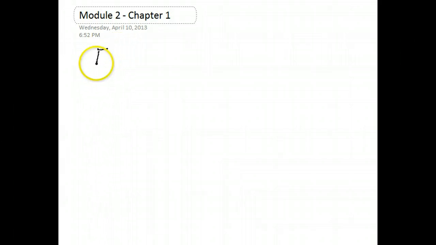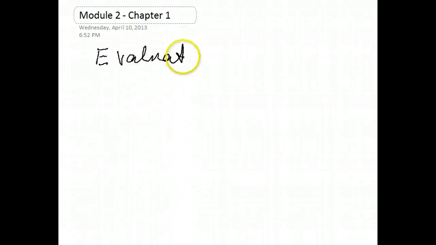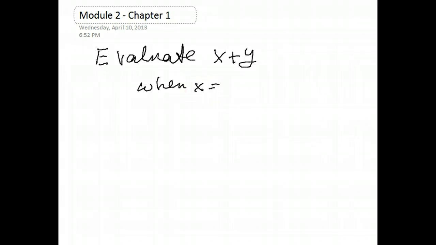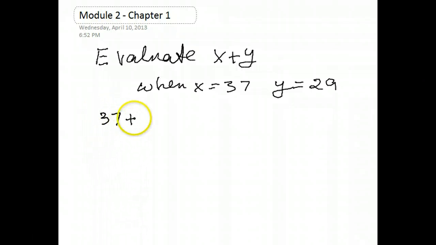So for example, if we have something like this, evaluate x plus y when x equals 37 and y is equal to 29, all you do is replace x by 37, y by 29, and you do the calculation. So this becomes 37 plus 29, which is 66. And you're done. Okay? So that's one example.